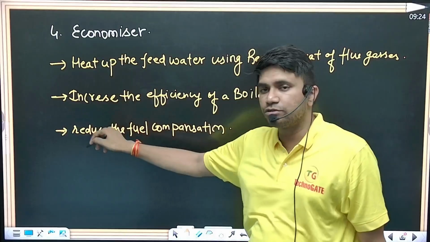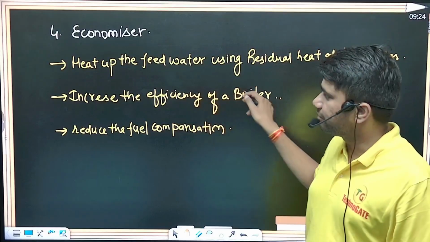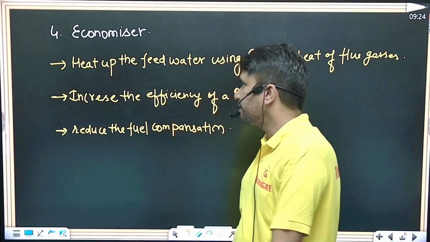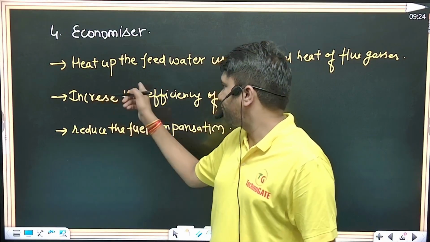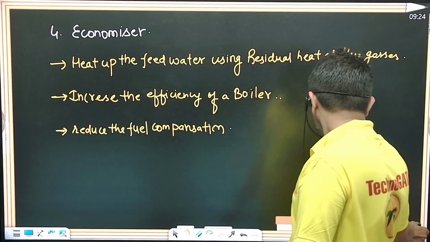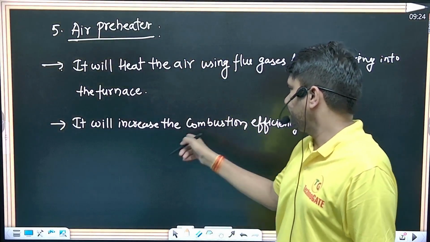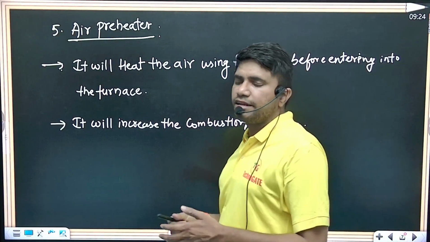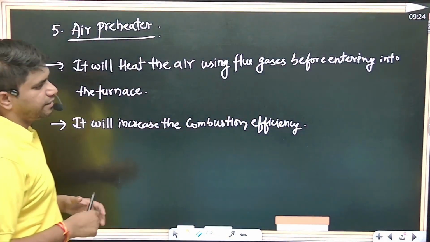Second point is very important again, economizer. It will reduce the fuel consumption and increase the efficiency of the boiler. Next one, air preheater. What is air preheater? It will increase the combustion efficiency. The coal which is burning, its combustion efficiency is increasing. Please tell me this point is clear.